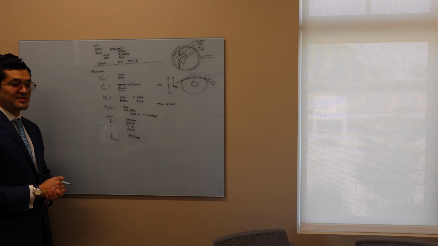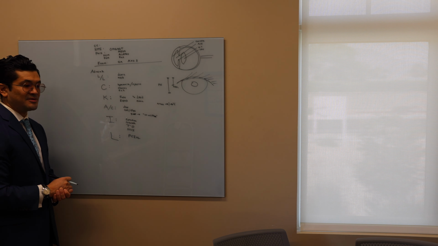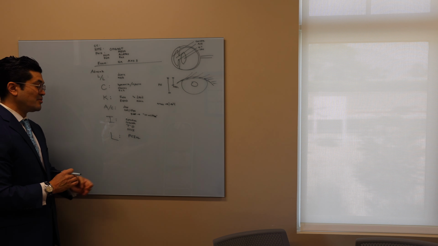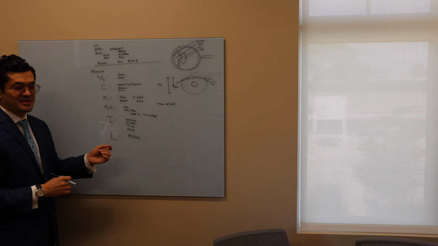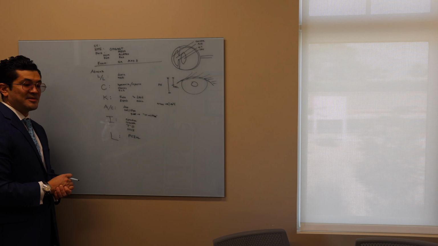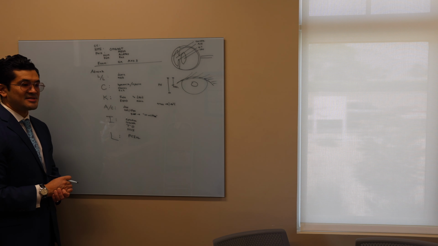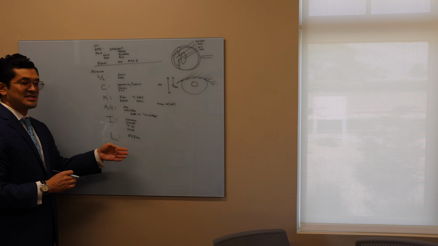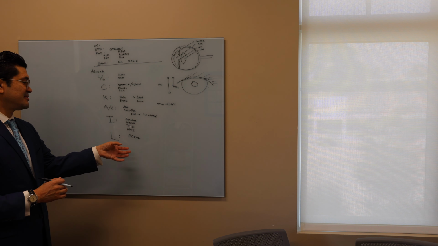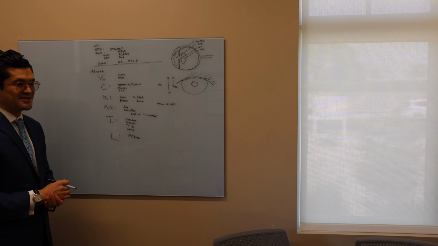In our notes, because we do a lot of second opinions, I will often do a lot more detail, like where are the haptics oriented, is there optic capture of the lens, is it a three-piece lens, is it a toric lens? A lot more detail I will put around that, but the main thing is, is there a lens there or not?